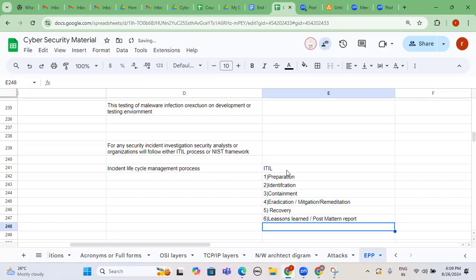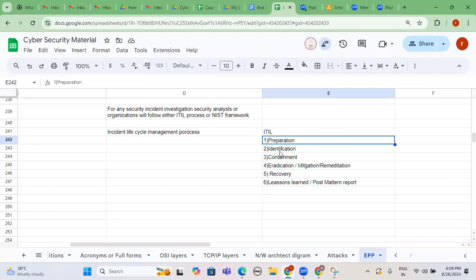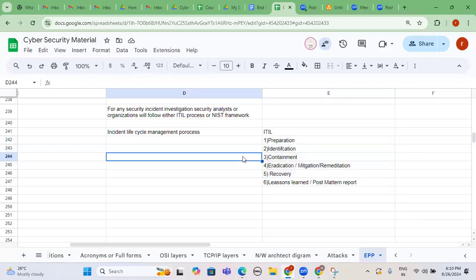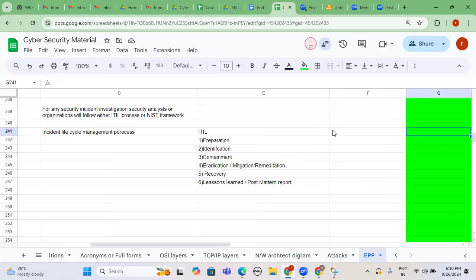So whenever any security incident is received, based on the ITIL process we follow preparation, identification, containment, eradication, recovery, lessons learned, or post-mortem report. Whether it is the L1 team, L2 team, or L3 team, every team will follow this 6-phase approach. What preparation, identification, and recovery mean, and lessons learned, we can discuss later. Just remember these process steps at least. This is also one of the interview questions, guys: what is meant by the incident lifecycle management process, or what is meant by incident response?